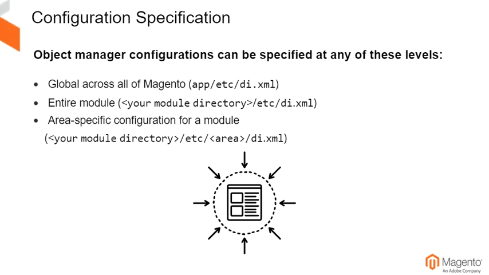Magento always uses only one di.xml configuration during any given request. It includes the merged result of the app etc di.xml, each module's etc di.xml file, and the area-specific di.xml files from every module where the area matches the current request area. For example, front-end or admin HTML.